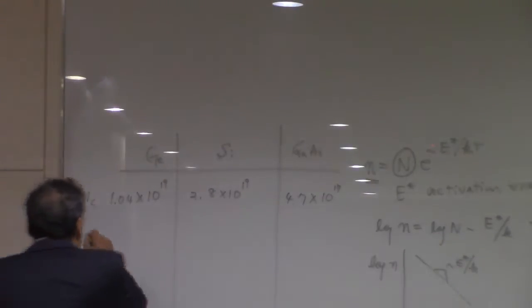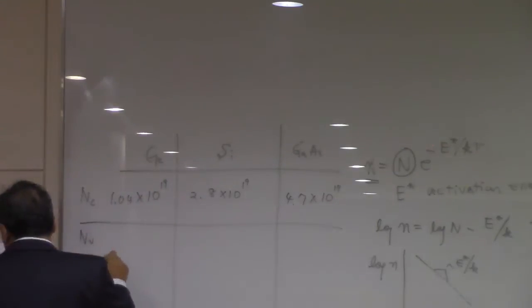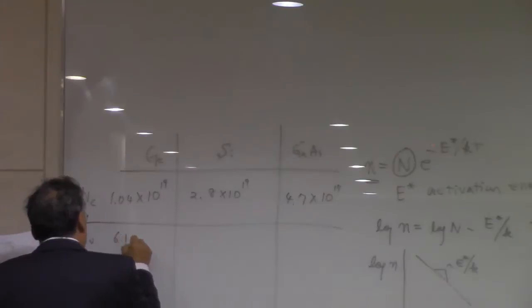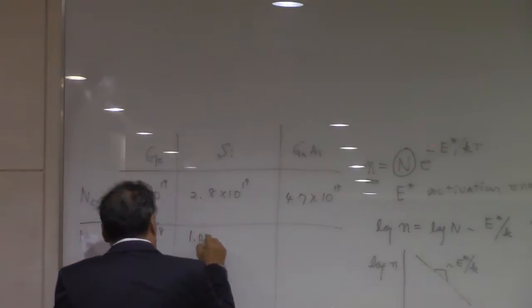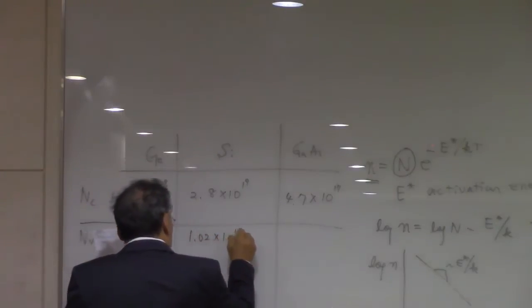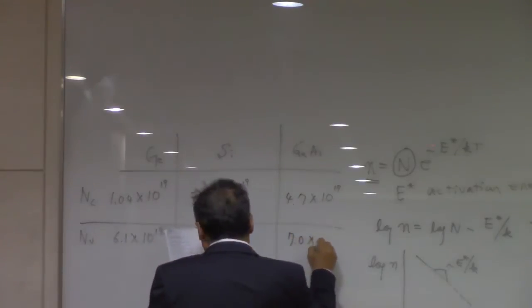Okay, and the NV effective density of states is almost the same as the conduction band, say 10 to the 19th, and this is 7.0 times 10 to the 18th.